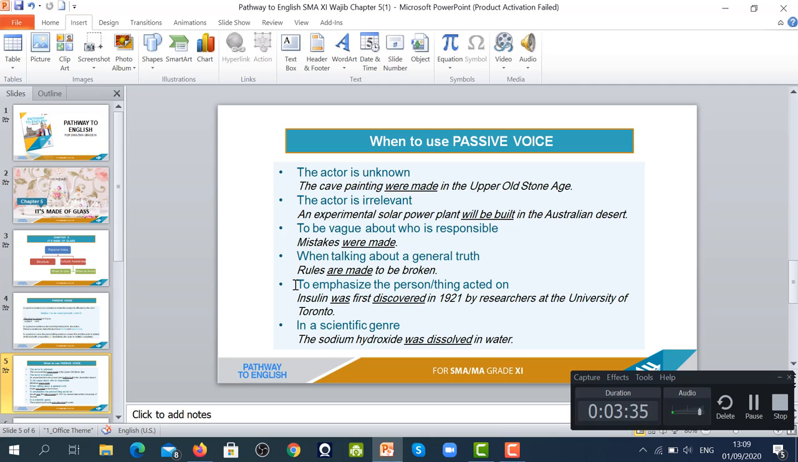Next, we use passive voice to emphasize the person or thing acted on. For example, insulin was first discovered in 1921 by researchers at the University of Toronto. And the last, we use passive voice in a scientific genre. For example, the sodium hydroxide was dissolved in the water. This is called scientific genre.